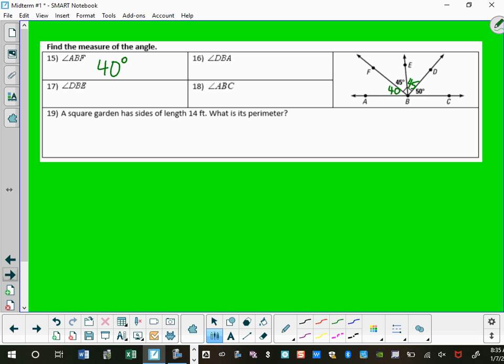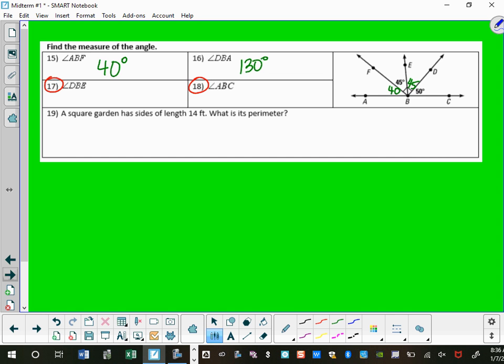Number 16, what is the measure of DBA? You may have to add up some things for that. Eli, what'd you get? I added them together, so I got 110. Good. That's what you should get. Did you do 45 plus 45 plus 40? Yeah. Good. All right, you guys circle 17 and 18 for your homework.